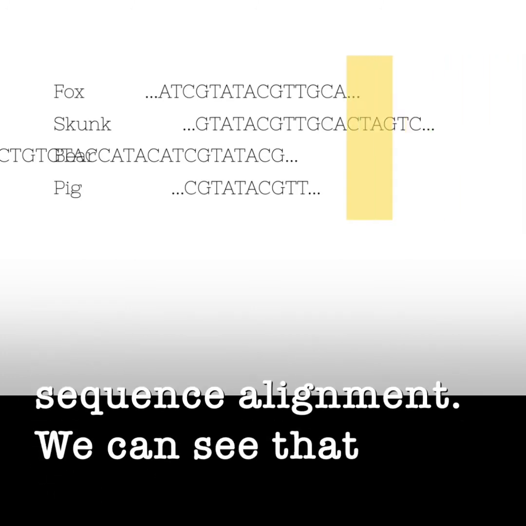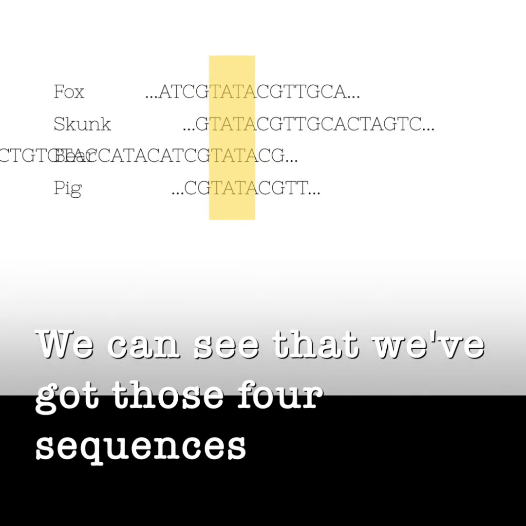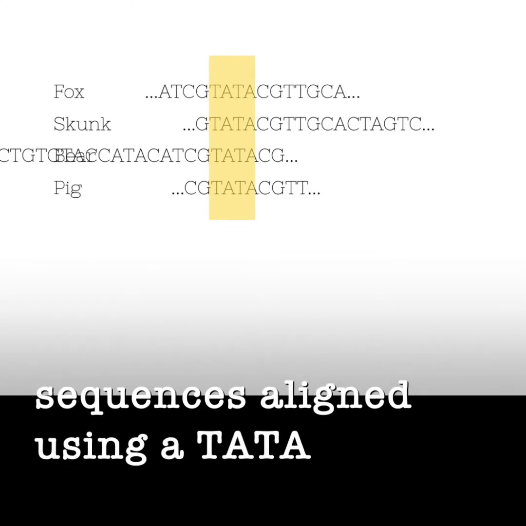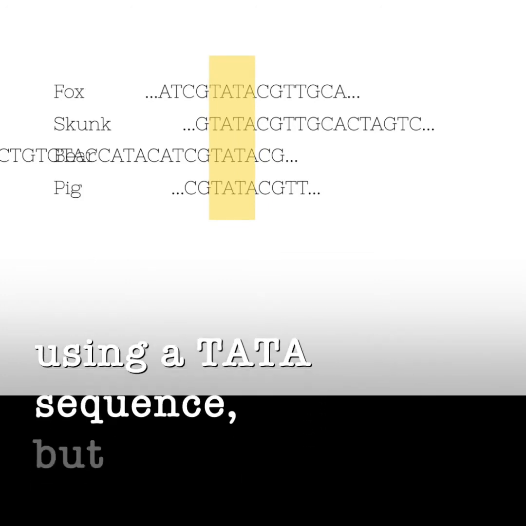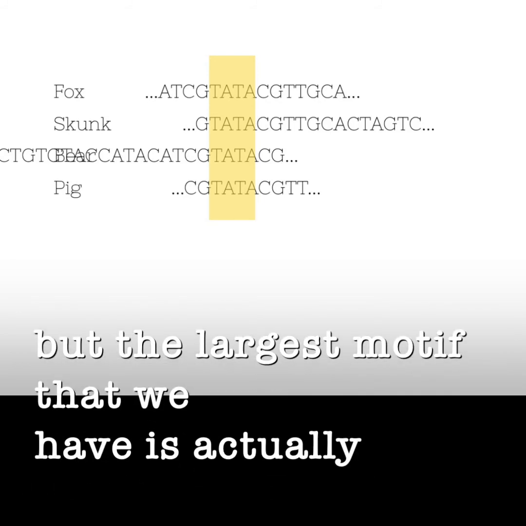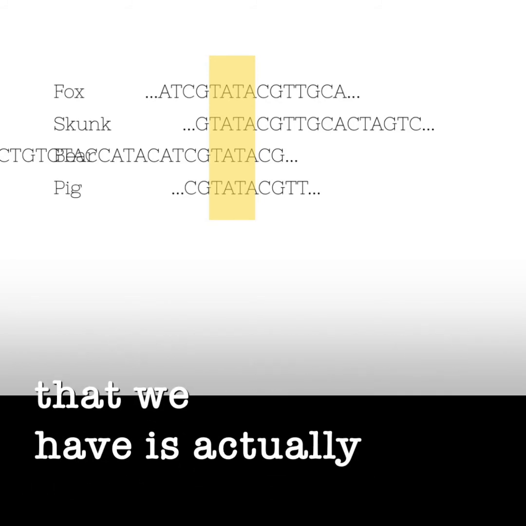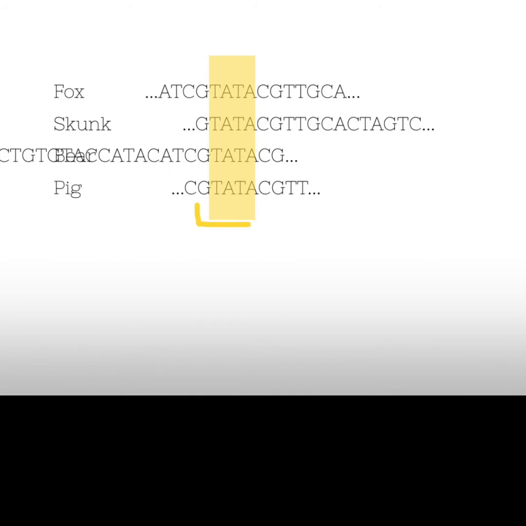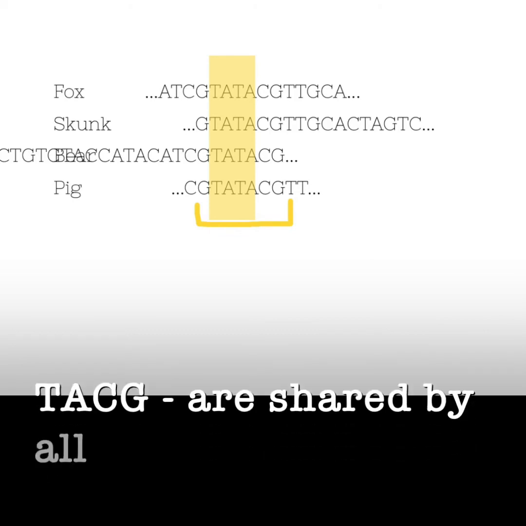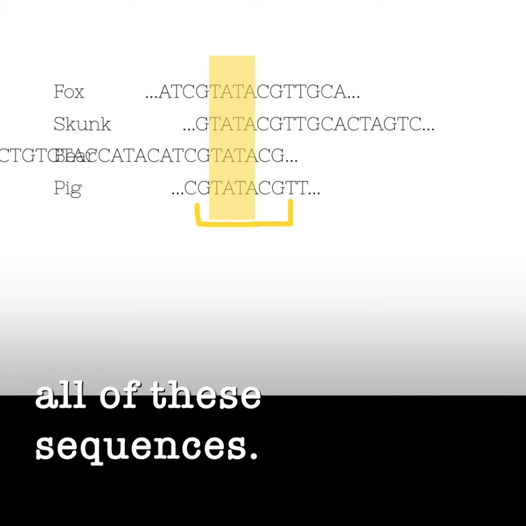We can see that we've got those 4 sequences aligned using that TATA sequence, but the largest motif that we have that exists is actually the G through the G. So G, T, A, T, A, C, G are shared by all of these sequences.